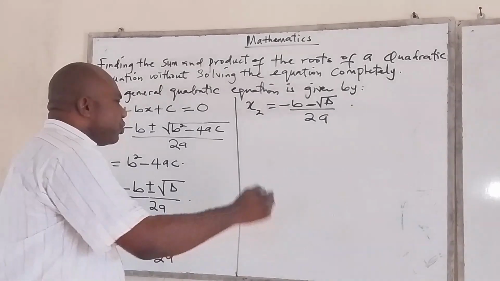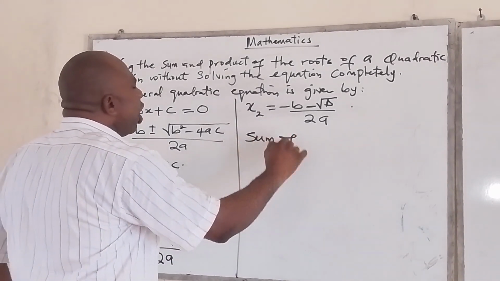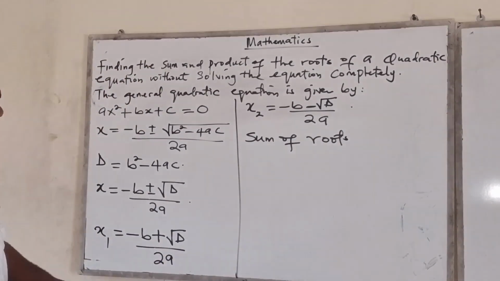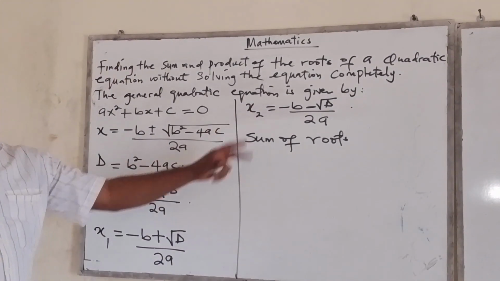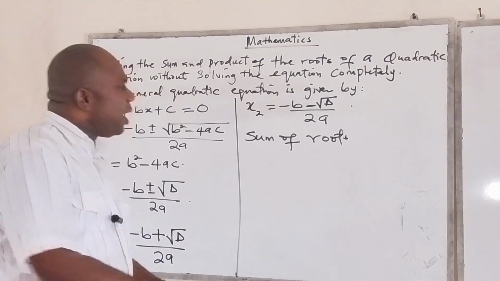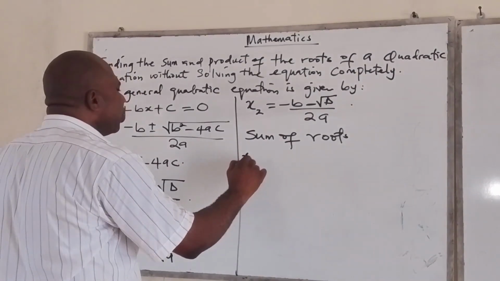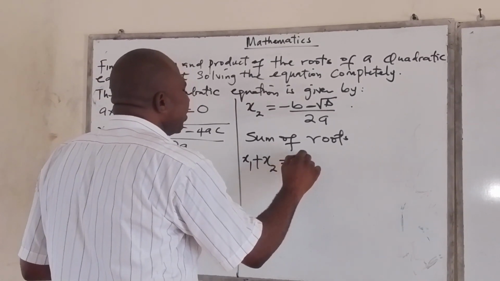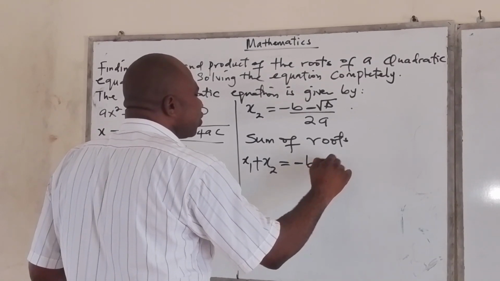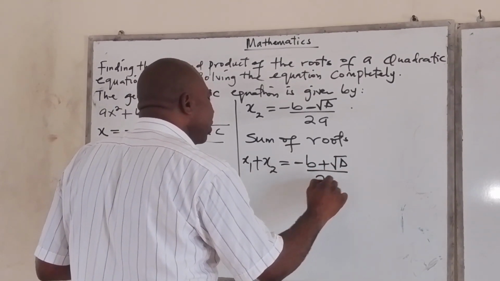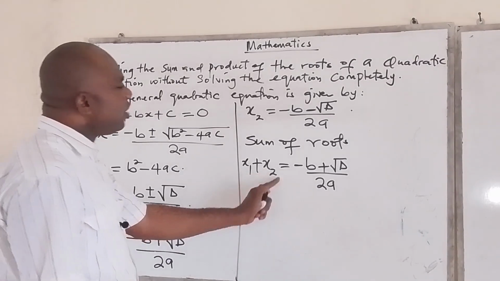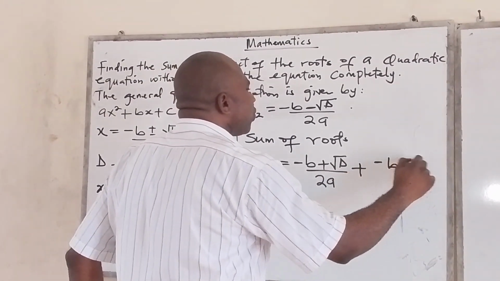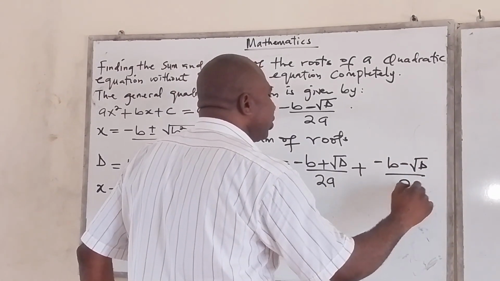Now let's look at the sum of roots. The sum of roots actually means adding x1 and x2, that is adding the two values of x. So here, our x1 plus x2 will be equal to our x1, which is minus b plus the square root of d all over 2a, plus x2. Our x2 is minus b minus the square root of d all over 2a.